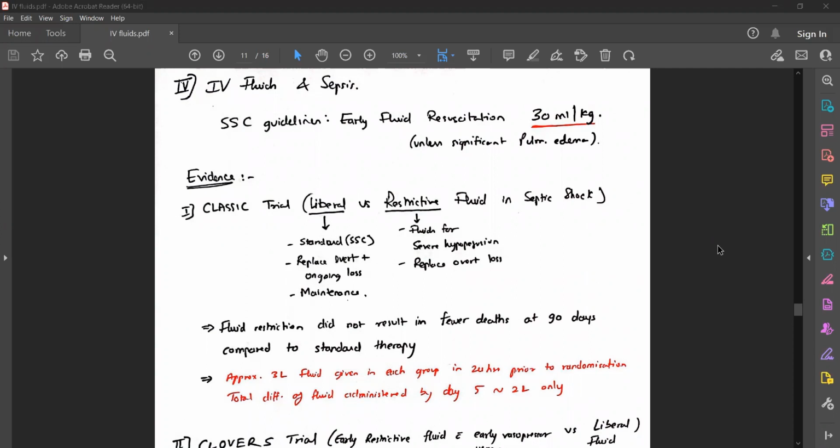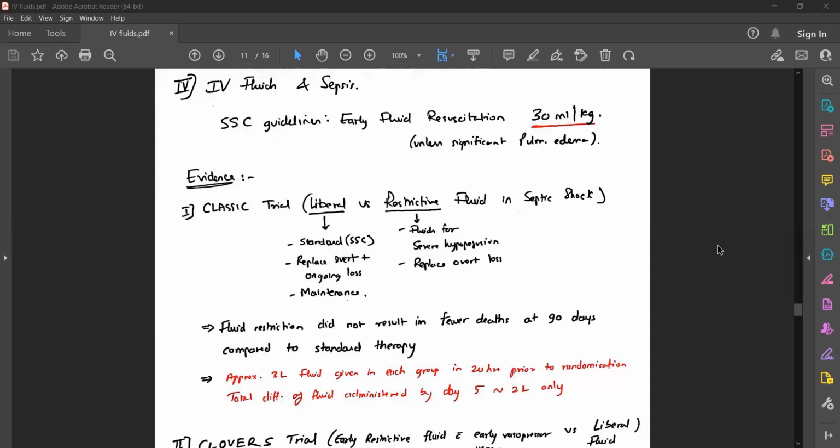Now let's talk about IV fluids and sepsis. The Surviving Sepsis guideline states that early fluid resuscitation has to be done with at least 30 ml per kg unless the patient has significant pulmonary edema. Now, we had some observational studies in the past that showed that giving the patient a huge amount of fluids, especially in sepsis, was associated with poor outcomes. So we have two major trials that I'm going to discuss here that compared restrictive fluids versus liberal amounts of fluids, and what the outcomes were.